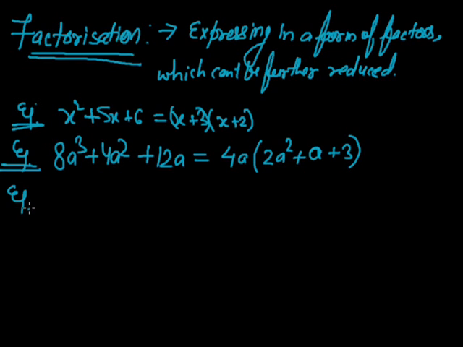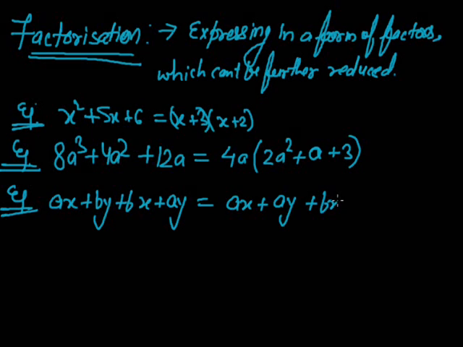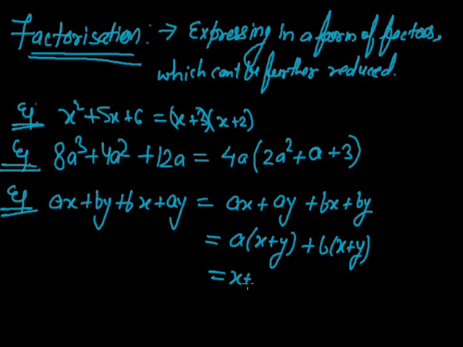If we have ax plus by plus bx plus ay and we have to factorize it, then we will write it as ax plus ay plus bx plus by. Now we have a common from the first two terms and b common from the last two terms, and we are left with (x plus y) into (a plus b). This is our final factorization.